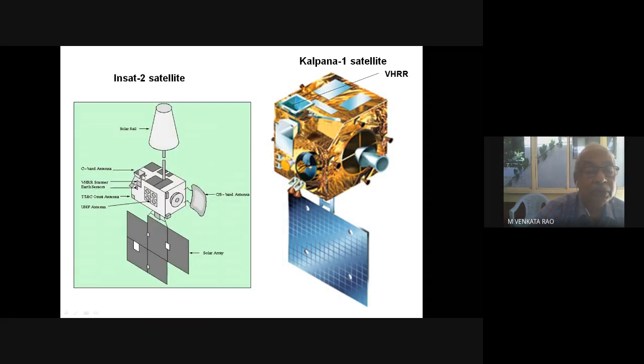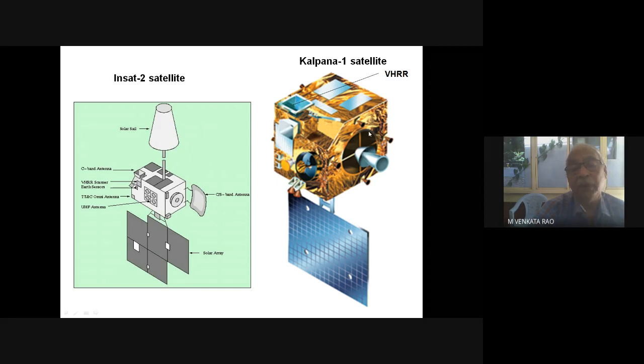Subsequently, this is the VHRR cooler. Of course, we had some problems initially: solar radiation falling on this was getting reflected and entering this cooler. Those were addressed and solved later.